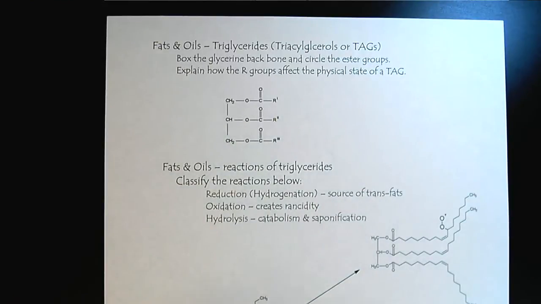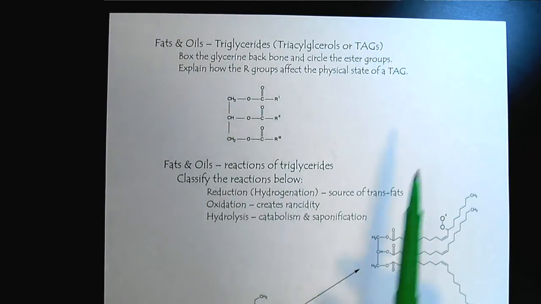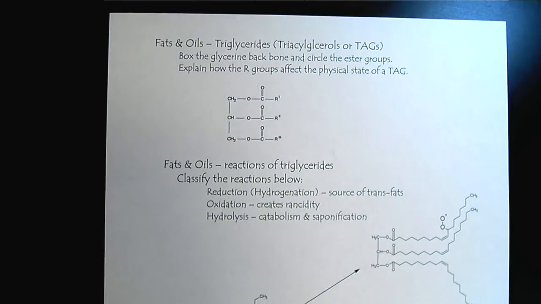Alrighty, so we've been looking at, well, let's see. So let's box the glycerin backbone and circle the ester groups, and then take our knowledge of fatty acids and use it to explain how the R groups would affect the physical state of the triglycerides.